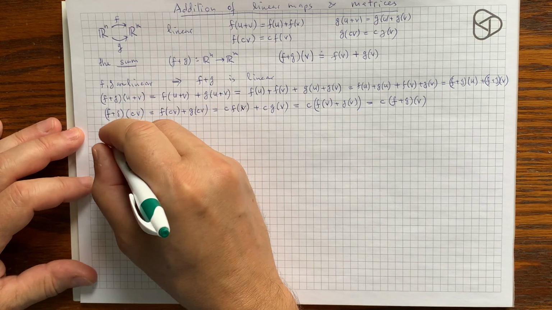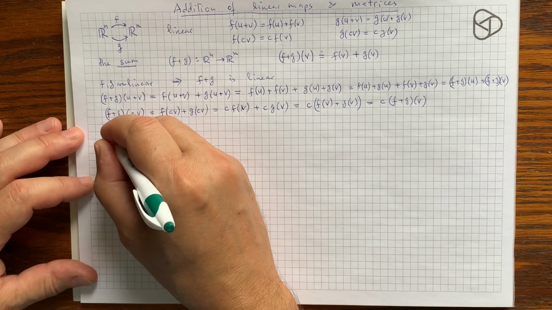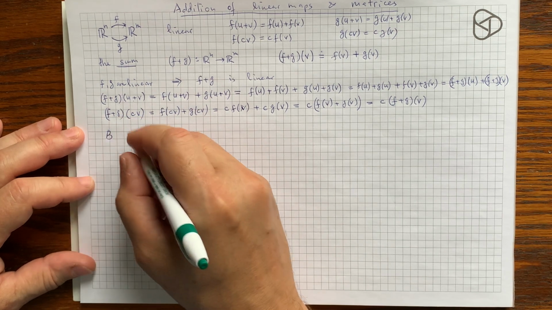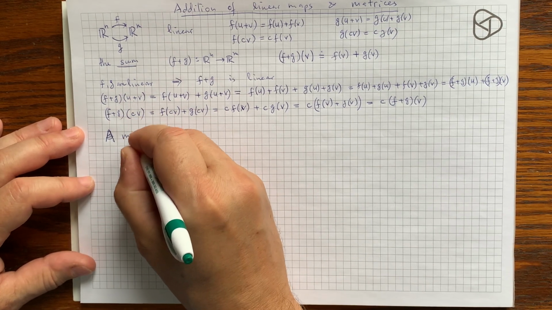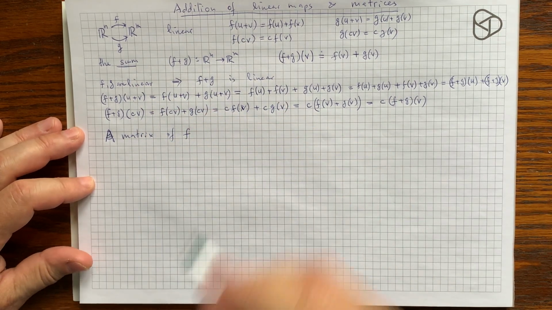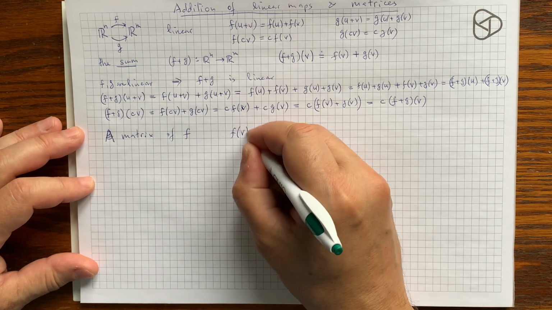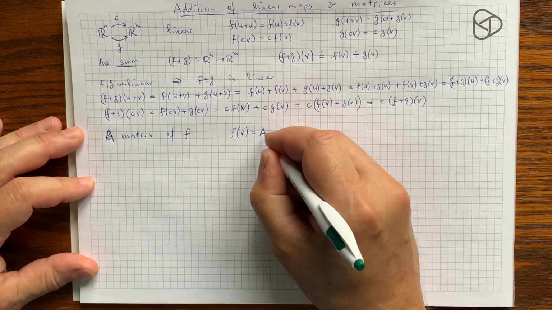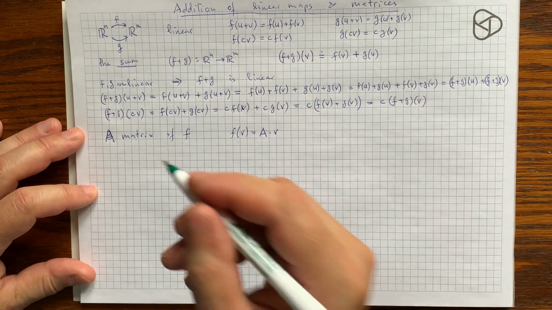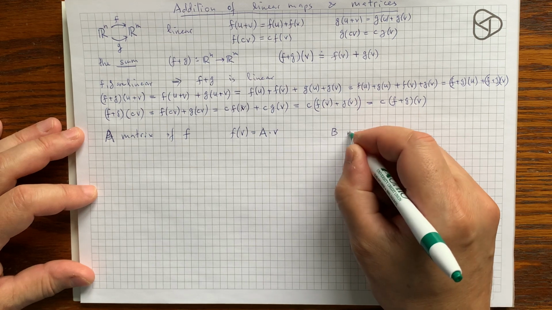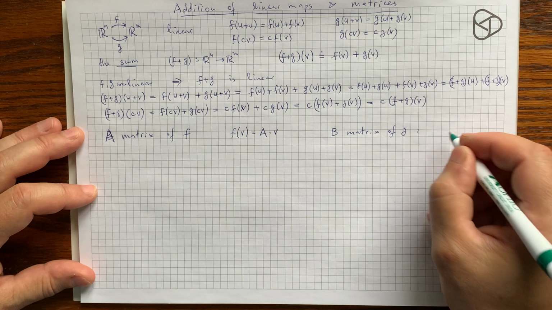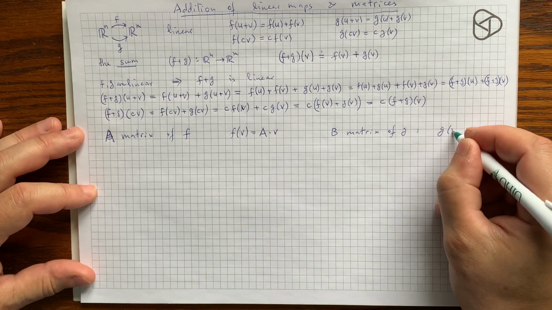So let's call them names. A will be the matrix of transformation f. So f evaluated on any vector is the result of multiplying this vector with matrix A from the left, and B will be the matrix of transformation g, again meaning that g has this shape.